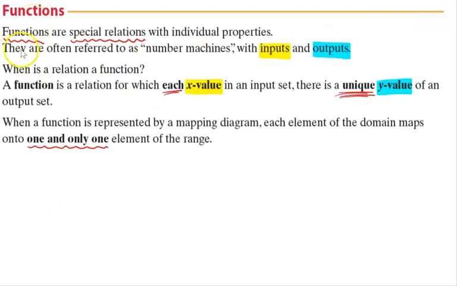Functions. Functions are special relations with individual properties. They are often referred to as number machines with inputs and outputs. When is a relation a function? A function is a relation for which, for each x value in an input set, there is a unique y value of an output set. When a function is represented by a mapping diagram, each element of the domain maps to one and only one element of the range.